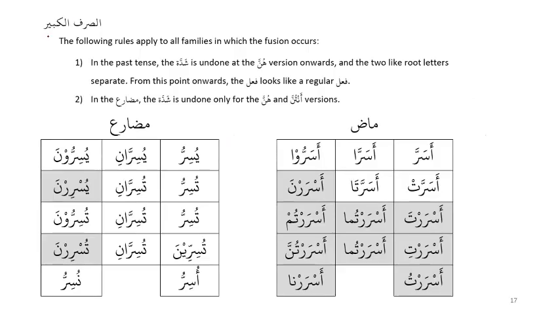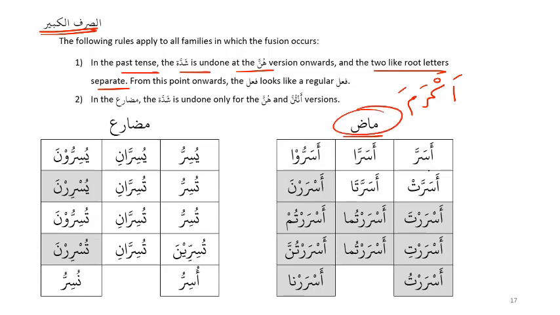Okay. Sarful kabir. So everything we've discussed so far is related to sarfe saqir, which means that we were only looking at the first siga. Now the following rules apply to all families where the fusion occurs. In other words, it does not apply to the two shadda families. In the past tense, the shadda is undone at the hunna onwards, and then the two like root letters separate. So what does this mean? So if we take babe if'al, so akrama. So akrama, madhi. And we take asarra, where we have the ra.